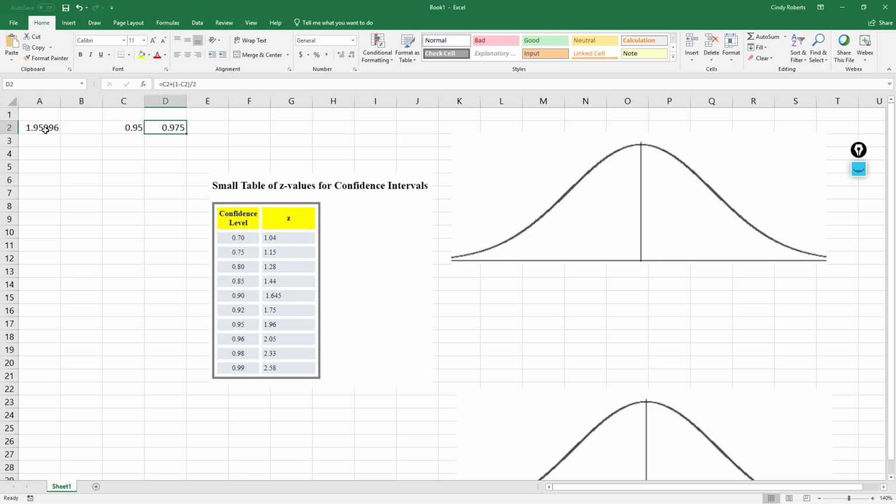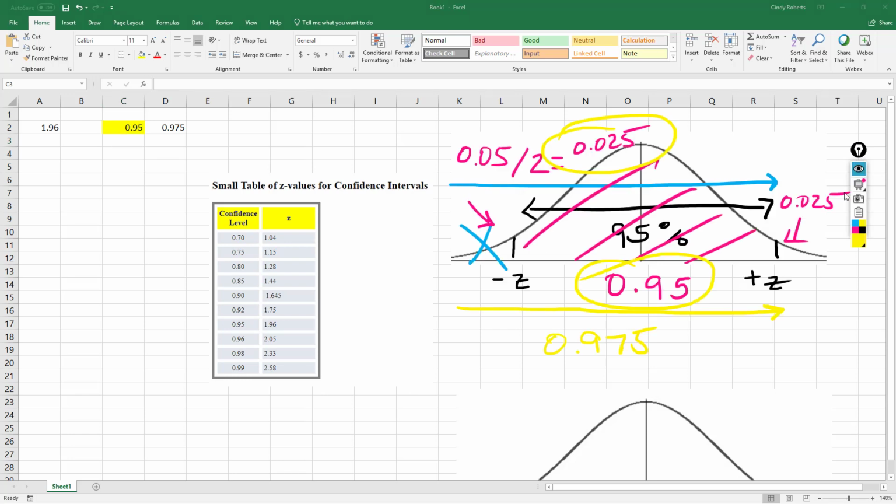So I set up a cell like this, so now I can just click on that cell, and this value I can change to whatever I want. Let's just do the first one, the 70%. Notice I'm getting the 1.04. You can certainly move the decimal around to get the exact values, 0.75, and so on. Okay, let's go back to the 95, and 95 we see is 1.96.